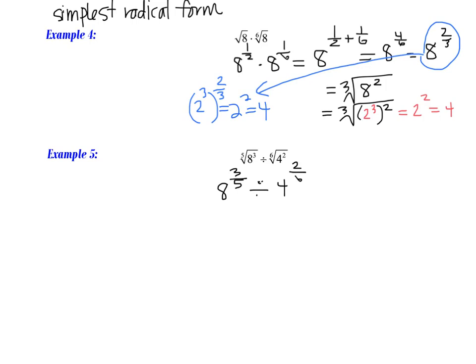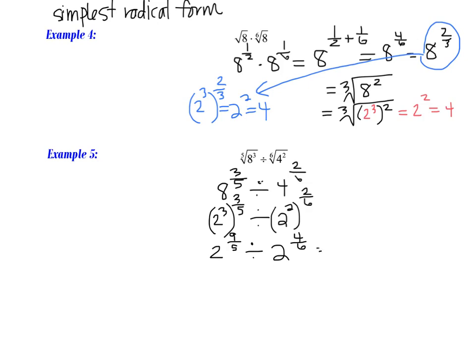I'm going to rewrite 8 as 2 cubed. And I'm going to rewrite 4 as 2 squared, just breaking it down to those prime factors. And then I'm going to simplify. Raising a power to a power, we multiply. So 3 times 3/5 is 9/5. So this is 2 to the 9/5 divided by 2 to the 4/6, which does reduce.